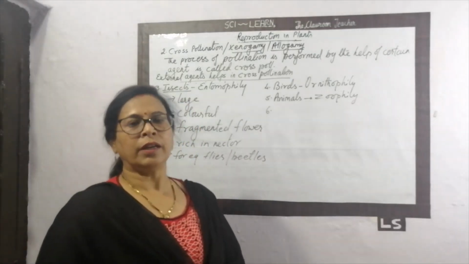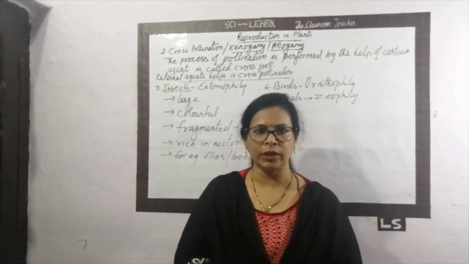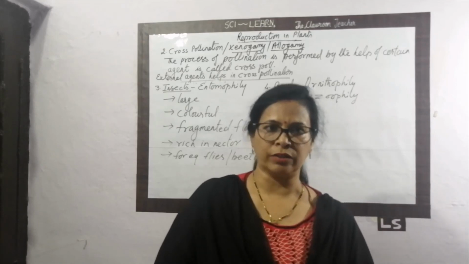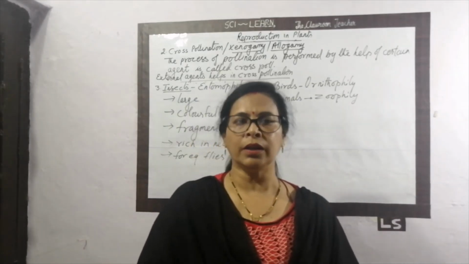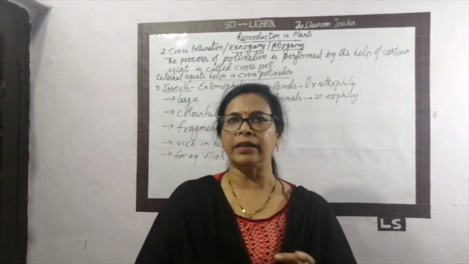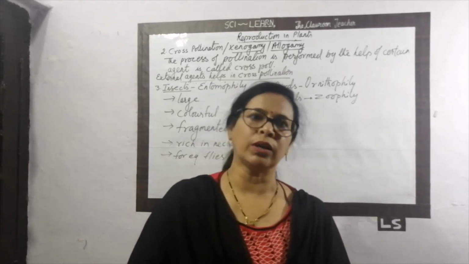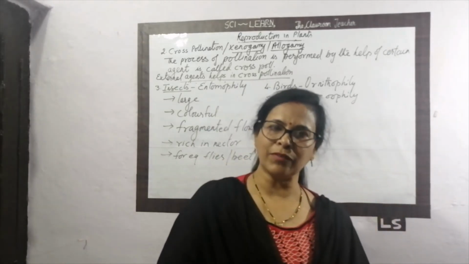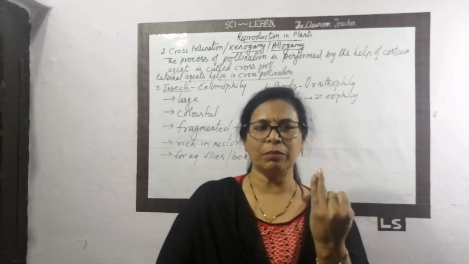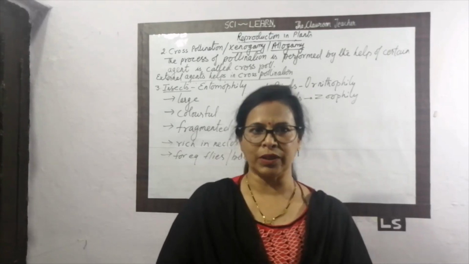There are two types of pollination: self-pollination and cross-pollination. For self-pollination, autogamy and geitonogamy are there, and for cross-pollination, xenogamy is there. Totally, there are three types of pollination: autogamy, geitonogamy, and xenogamy. This is all about the pollination.